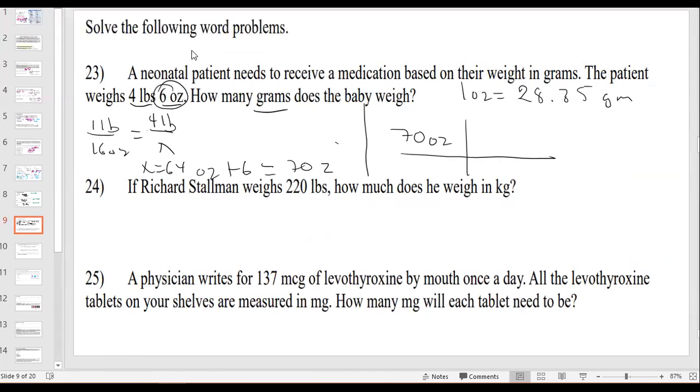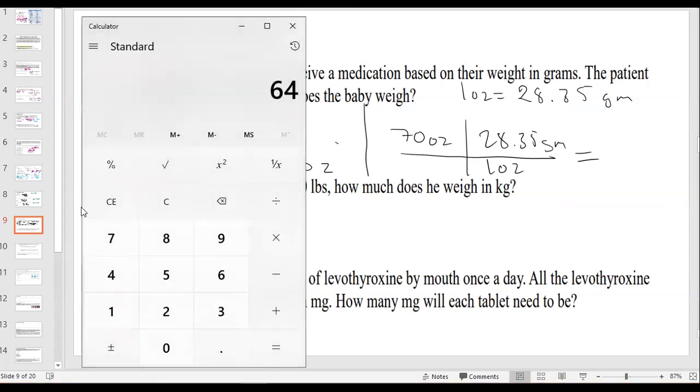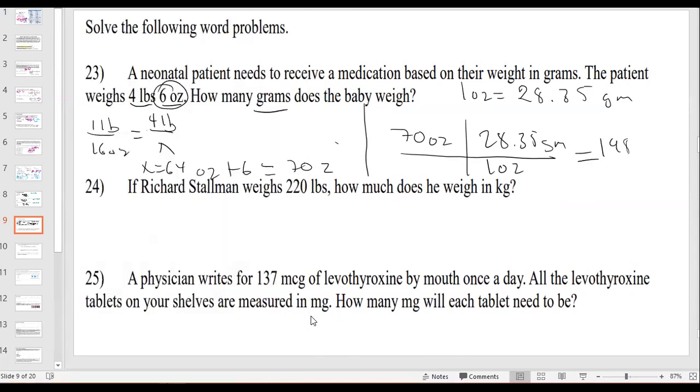Okay. So since we're going from ounces, we need to cancel our ounces, and we have 28.35 grams. How many grams is that? So that'll be 70 times 28.35, which is 1984.5 grams. So see how it was a multi-step problem where we have to go from our pounds to ounces, and then from our ounces to our grams.